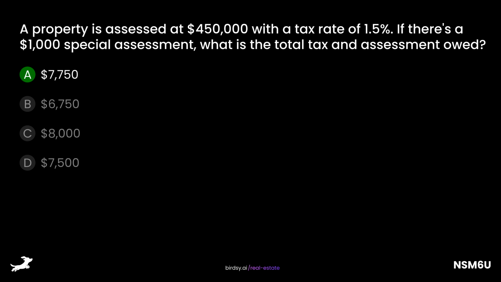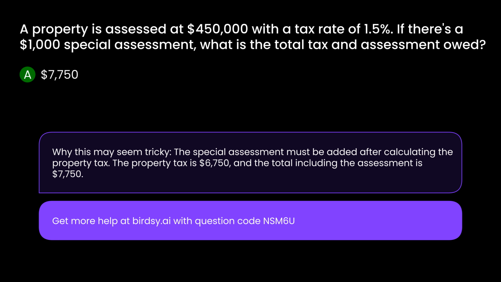$7,750. Why this may seem tricky: the special assessment must be added after calculating the property tax. The property tax is $6,750, and the total including the assessment is $7,750.